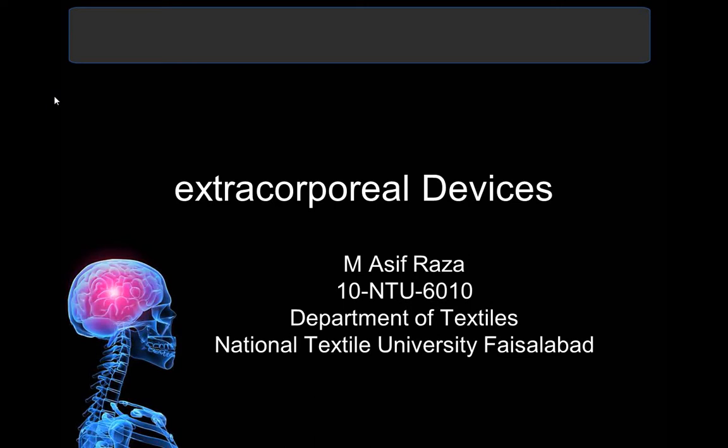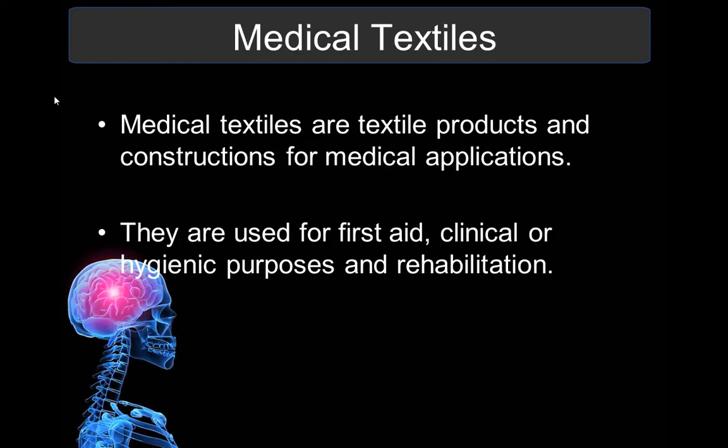Today I will be talking about extracorporeal devices and their role in medical textiles. First of all, just have a look at the share of technical textiles and what medical textile is. Medical textile is basically textile products and constructions designed for medical applications. They are used for first aid, clinical or hygiene purposes, and rehabilitation.